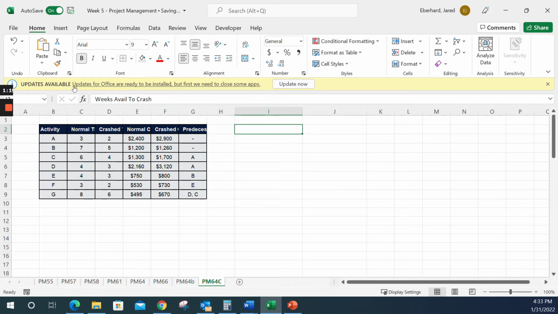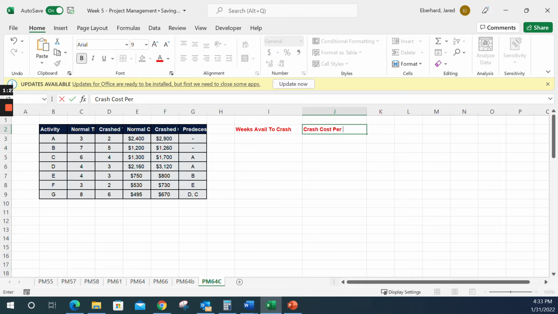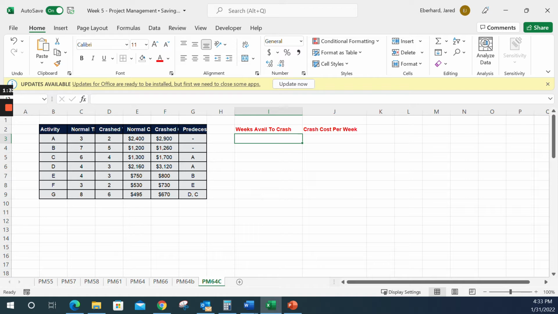And I don't know why that didn't show up, so let's give it some ink. The other thing I like to figure out is my crash cost per week. These are my 2 items that I can calculate over here. Weeks available to crash is simply going to be my normal time minus my crash time. So that tells you how many weeks you can actually crash.